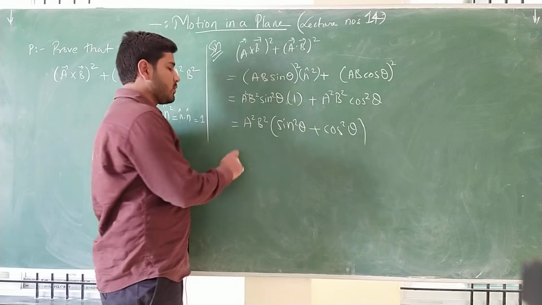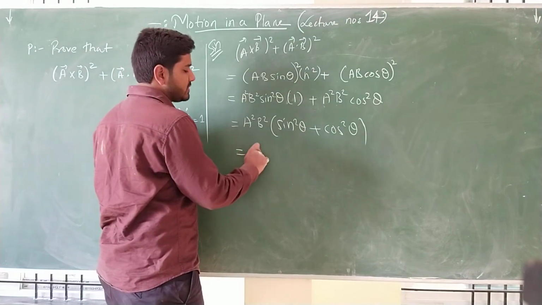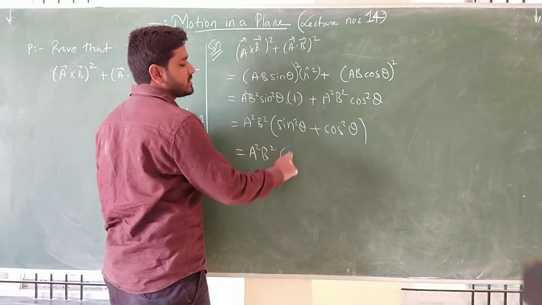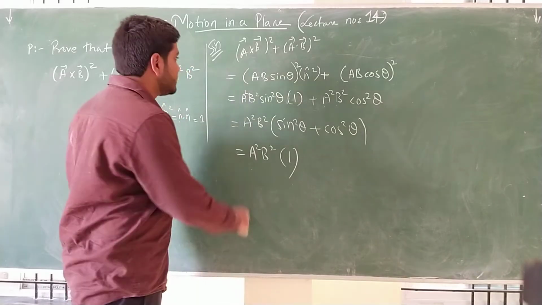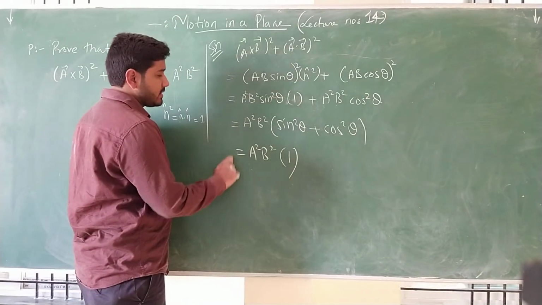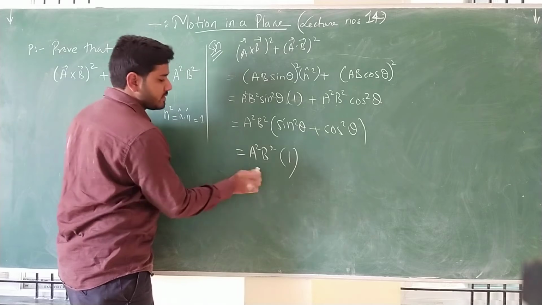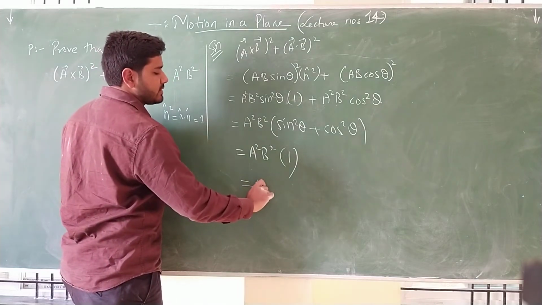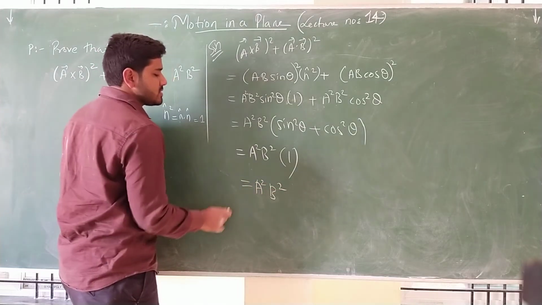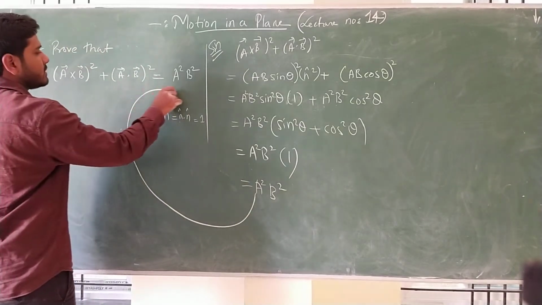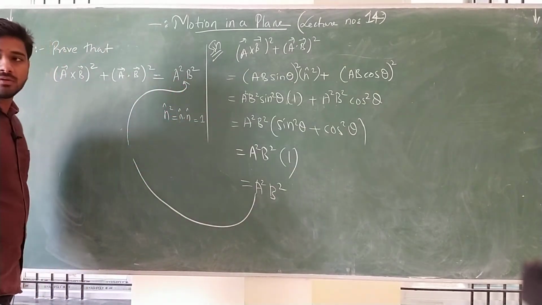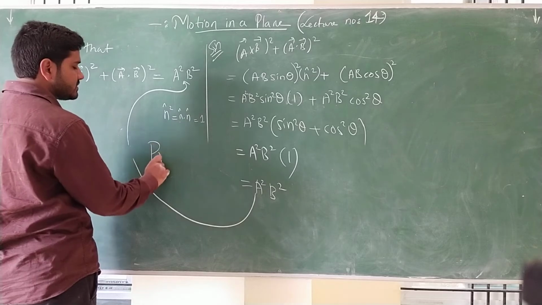So this is the formula. Okay, so it will be equal to A square B square, sin square theta plus cos square theta is 1. So finally the answer will be A square into B square. So if you see, it is proved. Hence it is proved.